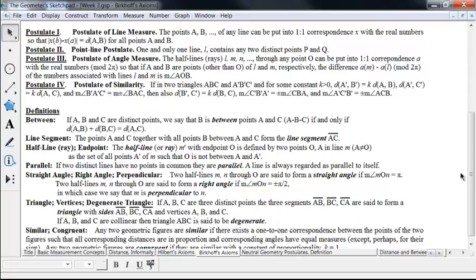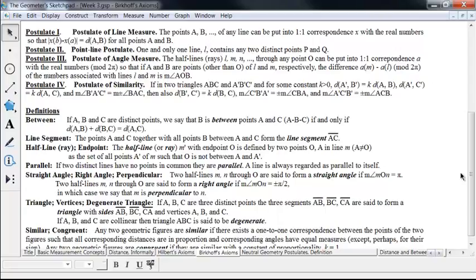Two half lines, rays M and N, through O are said to form a straight angle if the measure of that angle is pi. They form a right angle if the measure is plus or minus pi over 2, in which case we say they're perpendicular. So notice here we're doing these things strictly in terms of their measurements. If A, B, and C are three distinct points, the three segments AB, BC, and CA are said to form a triangle with sides of those segments and vertices A, B, and C. And if A, B, and C are collinear, then we still call it a triangle, but we call it a degenerate triangle, which is really just a line segment.